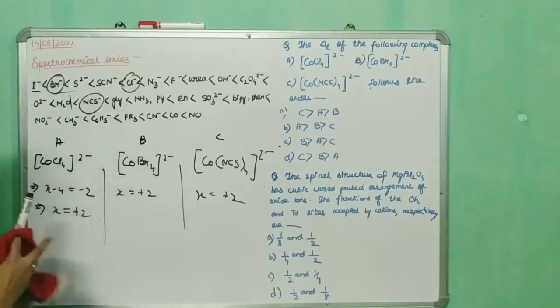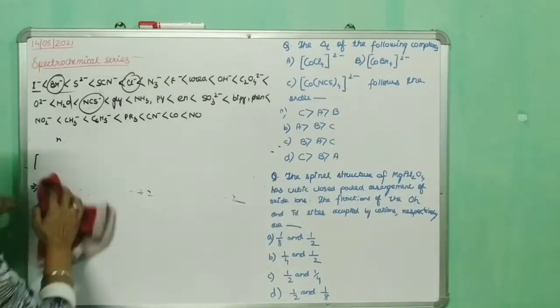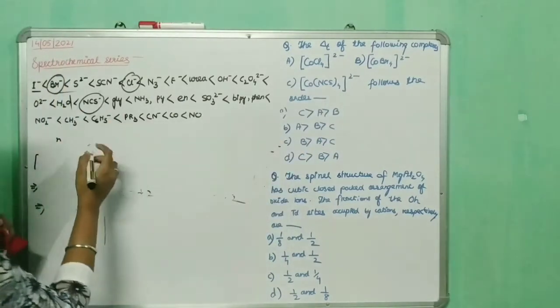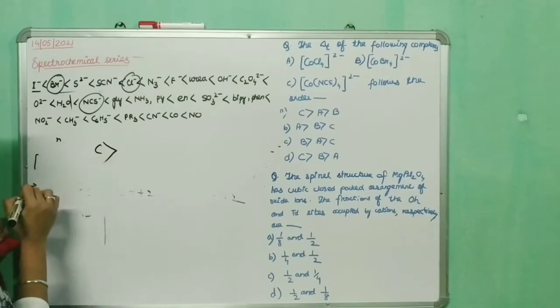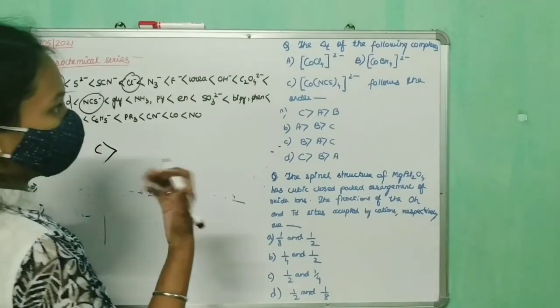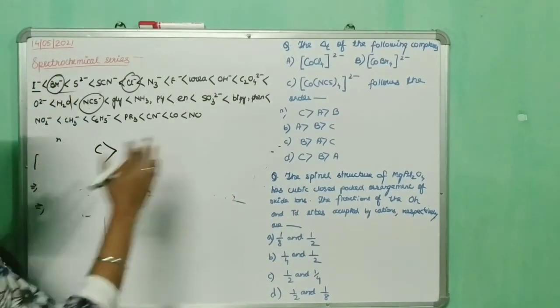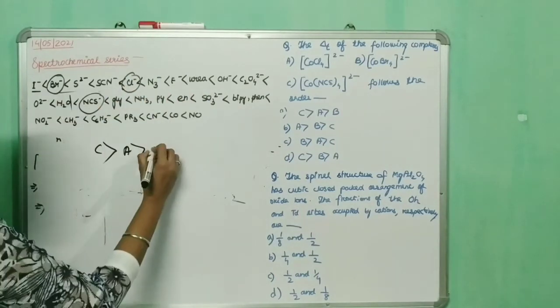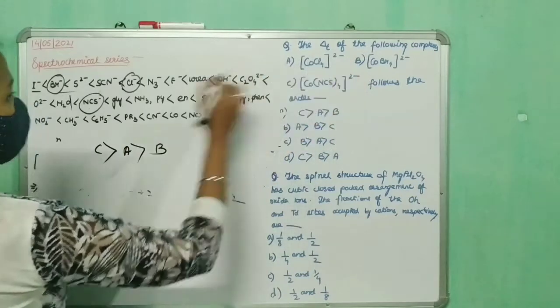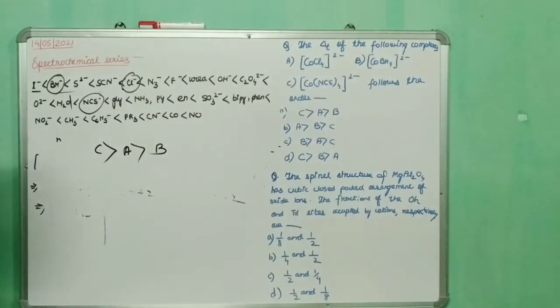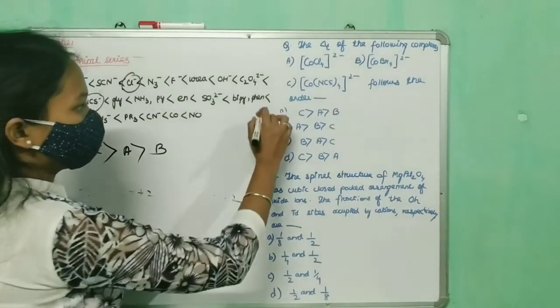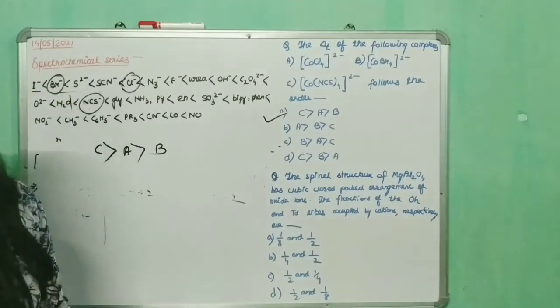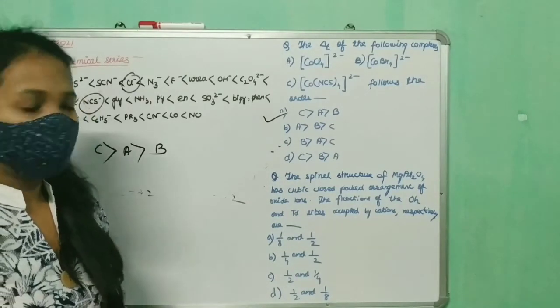So if we compare these three, C is NCS, so the delta value will be the highest for C. Then next we see chlorine, that is A, and last we have B, bromine. So this will be the right order, and the correct answer is option A. I hope this is clear to you. Let's move on to the next question.